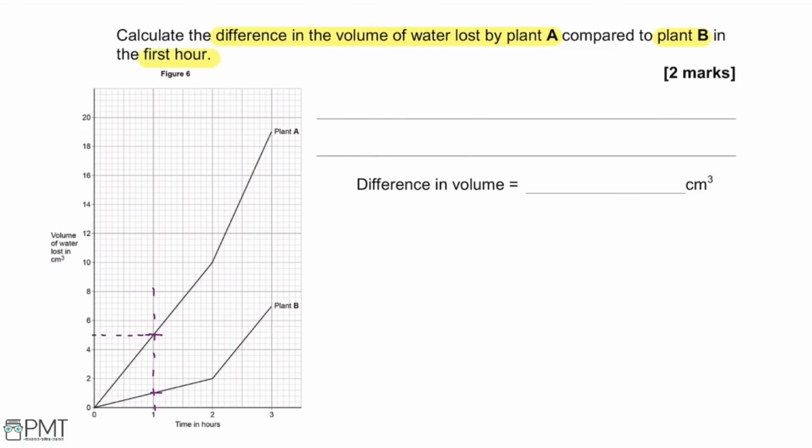If we follow along to the intercept at line A, we get a value of y equals 5. Then we do the same for plant B and we get a value of y equals 1. We calculate the difference, so 5 centimetres cubed minus 1 centimetre cubed, and that gives you 4. So that's your answer.